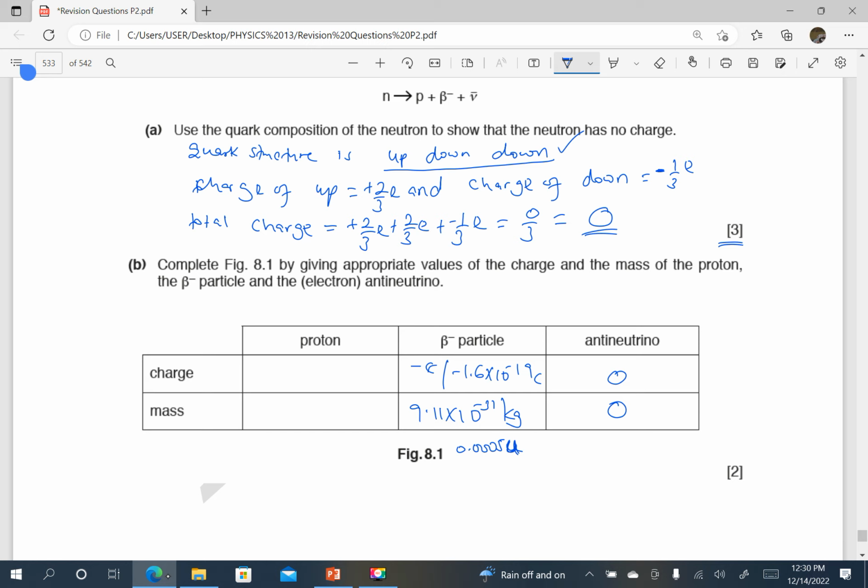The charge of a proton is positive e, or 1.6 times 10 power negative 19, and this is positive. And the mass of a proton, of course, is 1.67 times 10 power negative 27 kilograms. Those are basic facts that you must be knowing by now.